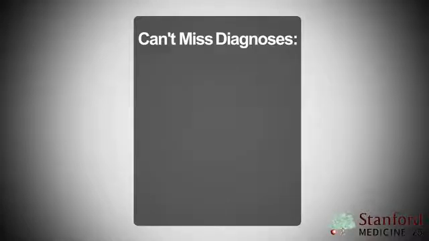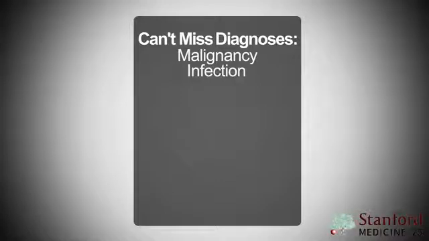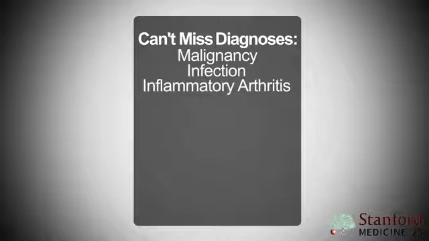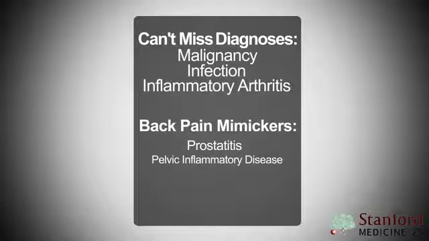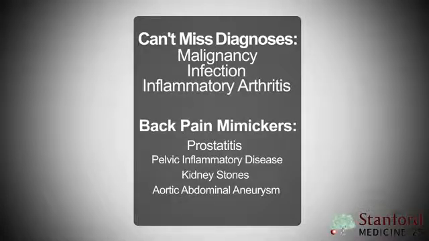Finally, while by far and away issues with the vertebra or muscles are the major causes of low back pain, be sure to look for these can't-miss diagnoses. Malignancy, infections such as osteomyelitis or epidural abscess, where patients may present with signs and symptoms of infection. Inflammatory arthritis, and lastly, or very rarely, other areas that can mimic low back pain such as prostatitis, pelvic inflammatory disease, kidney stones, an aortic aneurysm, or gastrointestinal disease.